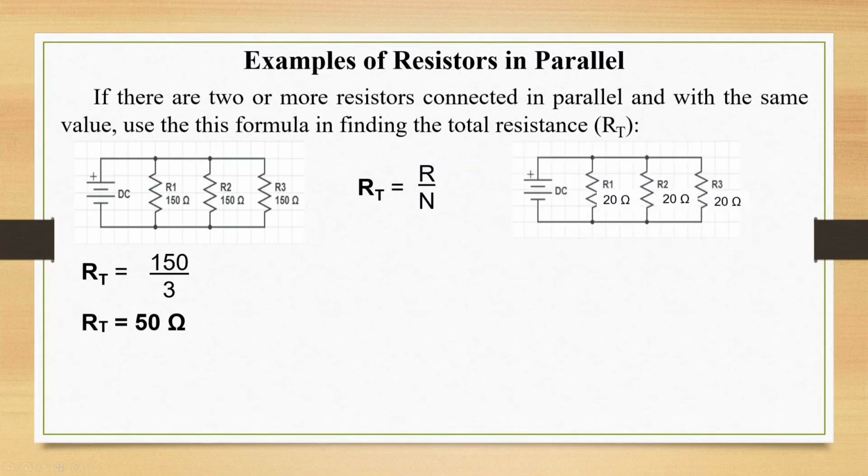Next, let's have an example again. So we have here R1, R2, and R3 have the same value, which is 20 ohms. So again, substitute the value. So total resistance is equal to R, which is 20, over N, which is 3. Then 20 divided by 3 is equal to 6.67. So the total resistance of this connection is 6.67 ohms.